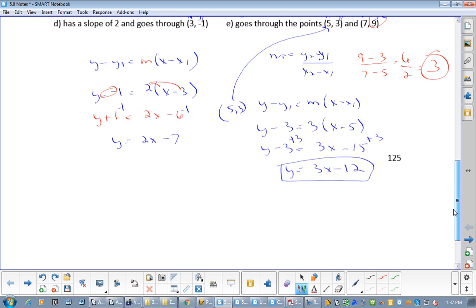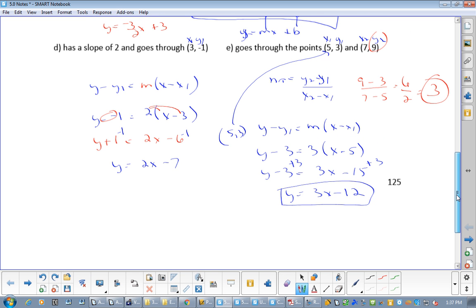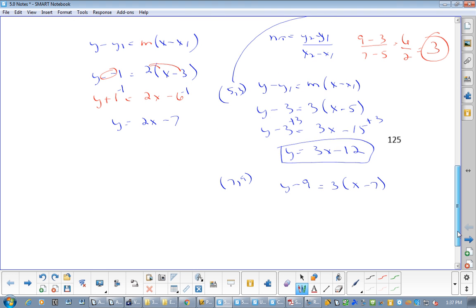Now, I always have students who go, if you use the other point, though, you won't get it right. I'm getting it wrong. And I'm like, well, let's see. Okay, so let's use 7, 9. So that's y minus 9 equals, slope is 3, x minus 7. So y minus 9 equals 3x minus 21.